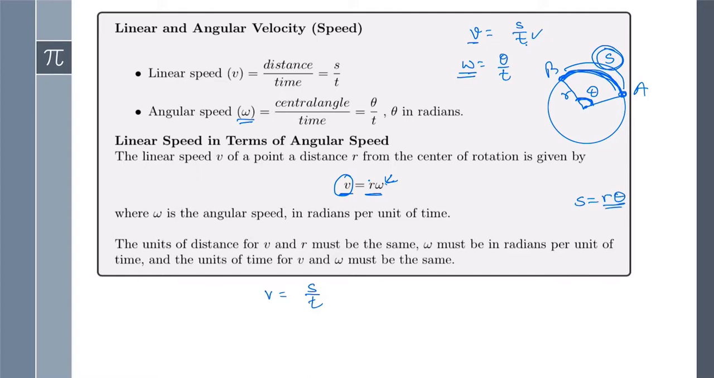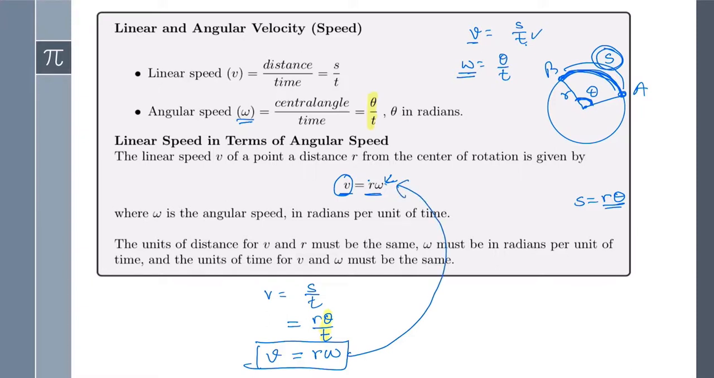So if we replace that s with r times theta, then divided by t, this part here, theta over t, is the angular velocity or angular speed. If you replace theta over t by omega, this gives us r times omega. So that's how we get this relationship here. The linear speed equals radius times the angular speed.